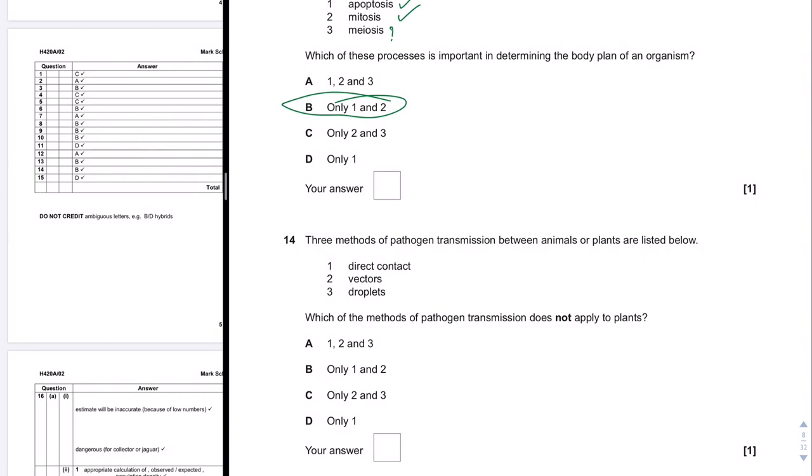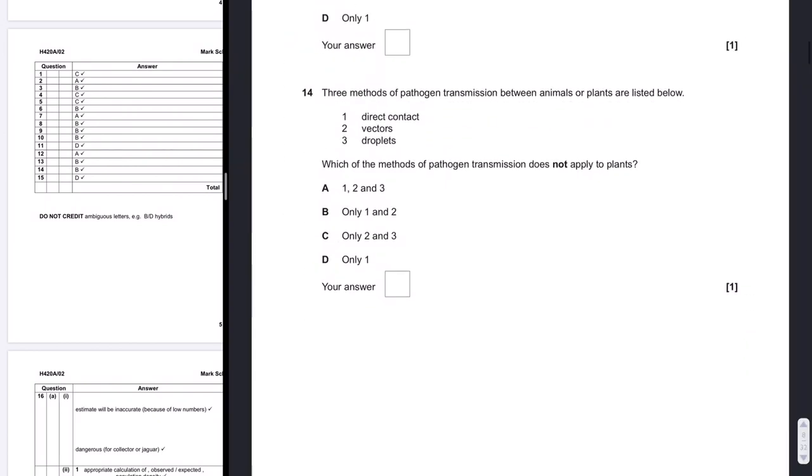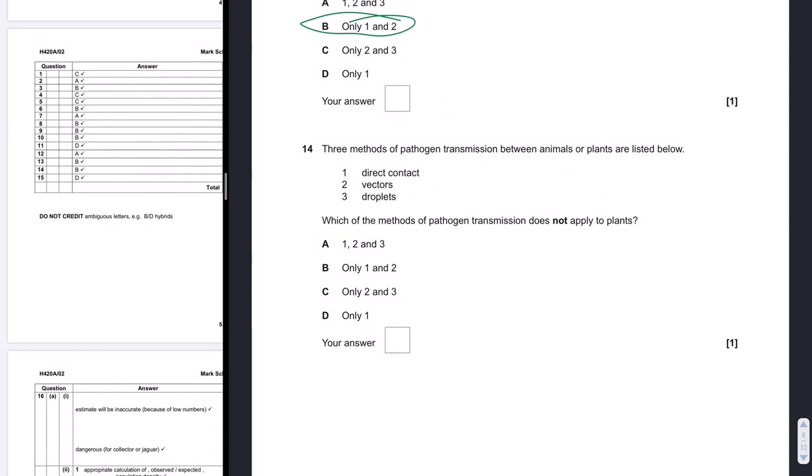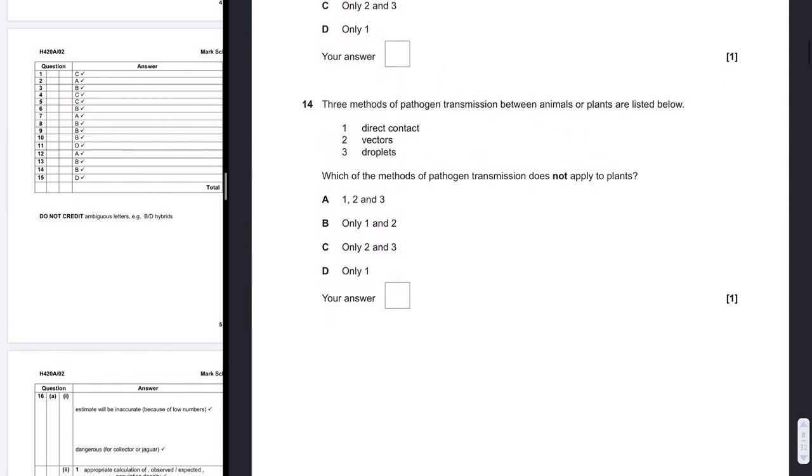Meiosis forms the gametes, but once the gametes are formed and once gametes fuse with each other to form the zygote, from that point the body plan is already forming or taking place. So I will say not meiosis. I mean, on that note, yeah, that's fine. Mitosis has been addressed. Okay.